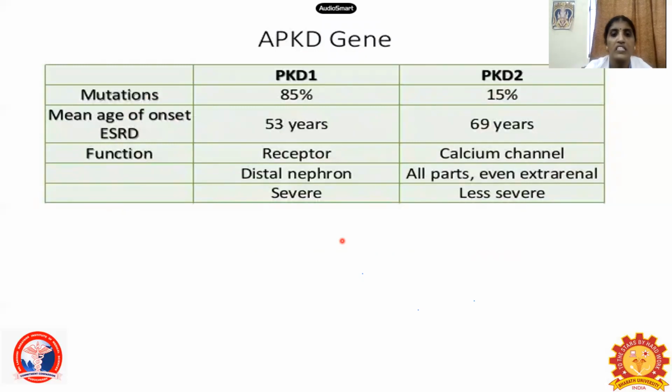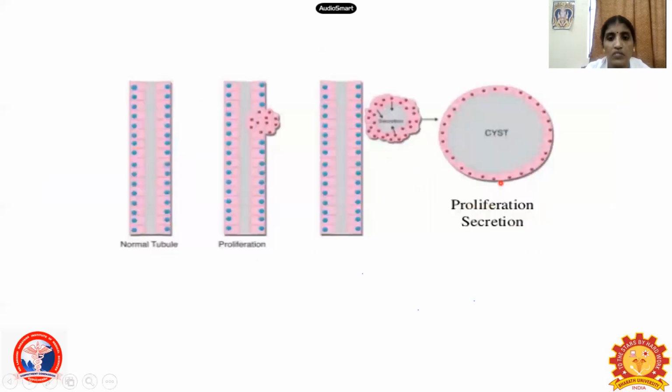PKD1 gene mutation accounts for 85% of cases, and the mean age of onset of end-stage renal disease is around 53 years. The function is that it acts as a receptor and it is located more in the distal nephron, and presents more severely. As I told, PKD2 mutation is less severe compared to PKD1 mutation, and the age group is also a little later in PKD2. So this is very important.